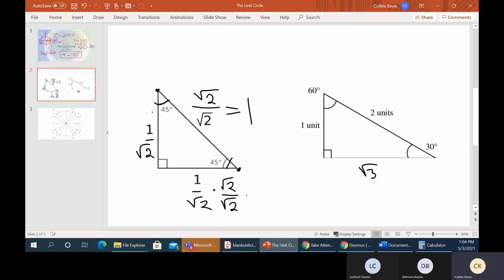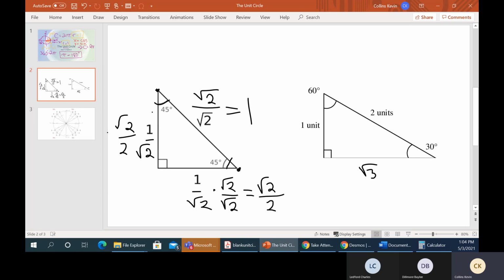So what this guy's going to look like is you have 1 times the square root of 2, so that's going to be the square root of 2. And the bottom is the square root of 2 times the square root of 2, which is the square root of 4. But we know for a fact the square root of 4 is just regular 2. So these two guys are both going to be the square root of 2 over 2, or the square root of 2 divided by 2.